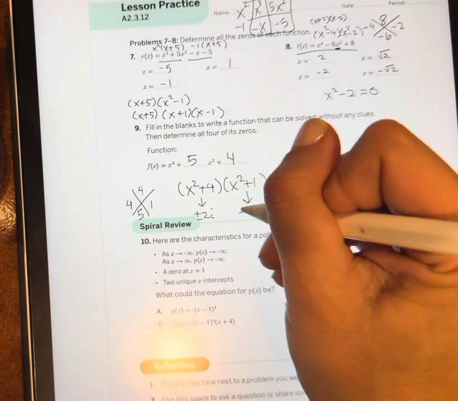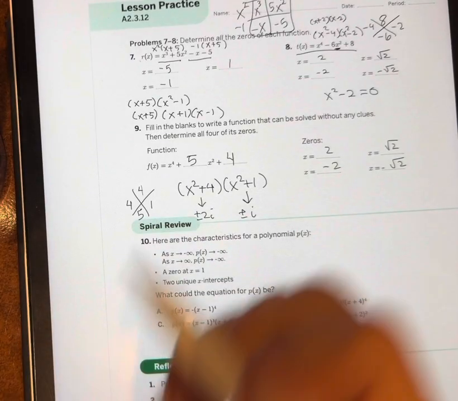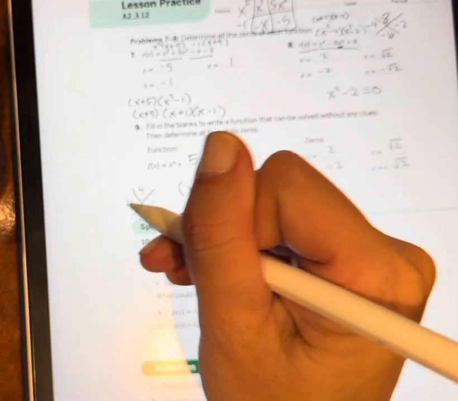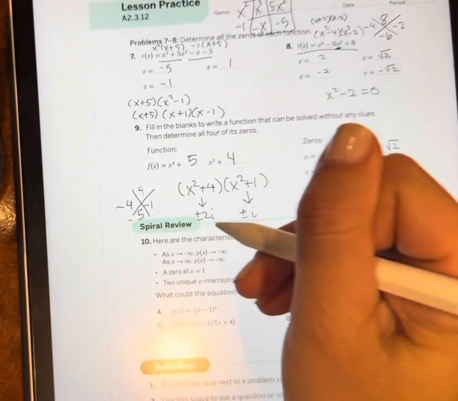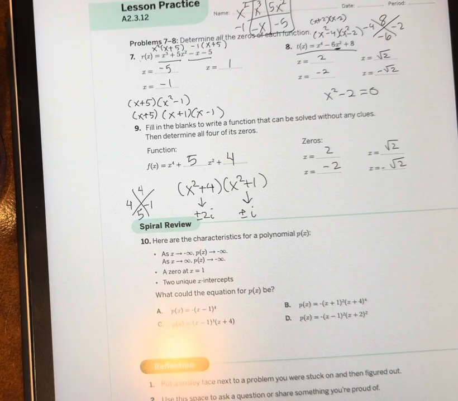And this would give me plus or minus not 2, just regular i. If you tweak these to make them negative, negative, and negative, then these would come out to not be imaginary, and they would be positive 2, -2, positive 1, -1. But who cares? You have infinite possibilities here.